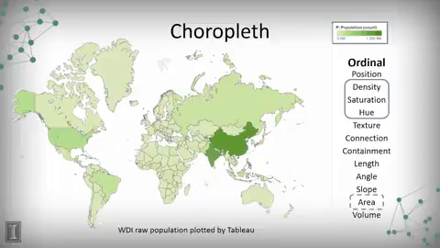And so you get a better indication of the order of these things from a choropleth than you might with a cartogram, because area is such a poor indicator of order, whereas density, saturation, hue, density being intensity of a color, saturation and hue are much better indicators of order.